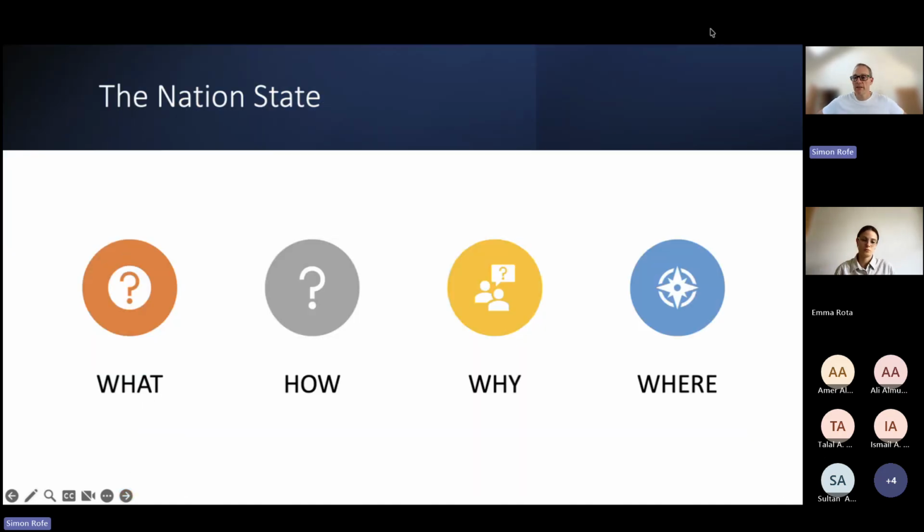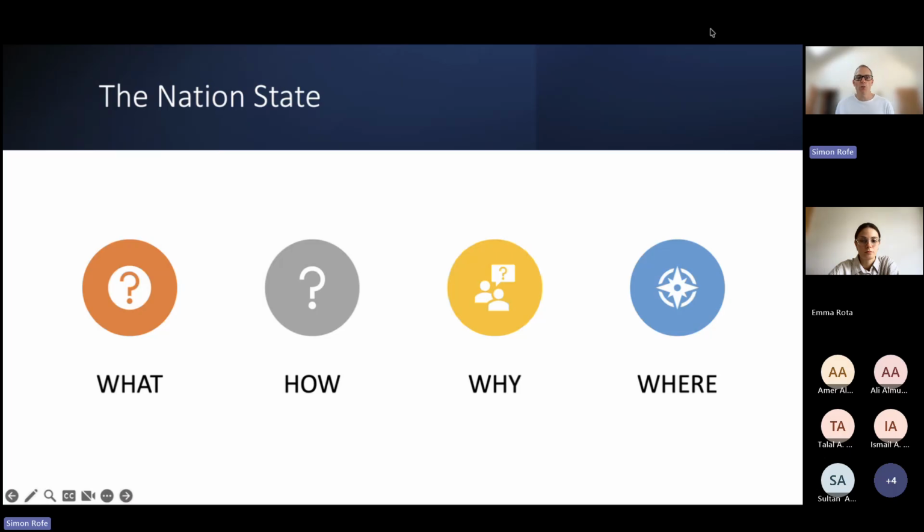We're going to begin looking at the nation state, the what, the how, the why, and the where. Now, when we're talking about the nation state, the where is often the most straightforward part, because we can look at a map, and maps have lines on them, and we can distinguish something from something else. Often, maps are very helpfully coloured, so we can see differentiated colour. So that gives us a clear idea about the where.